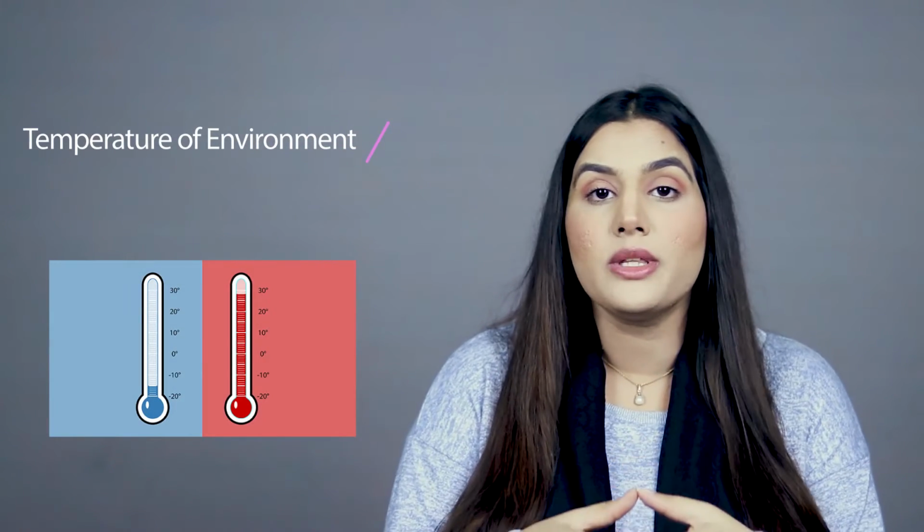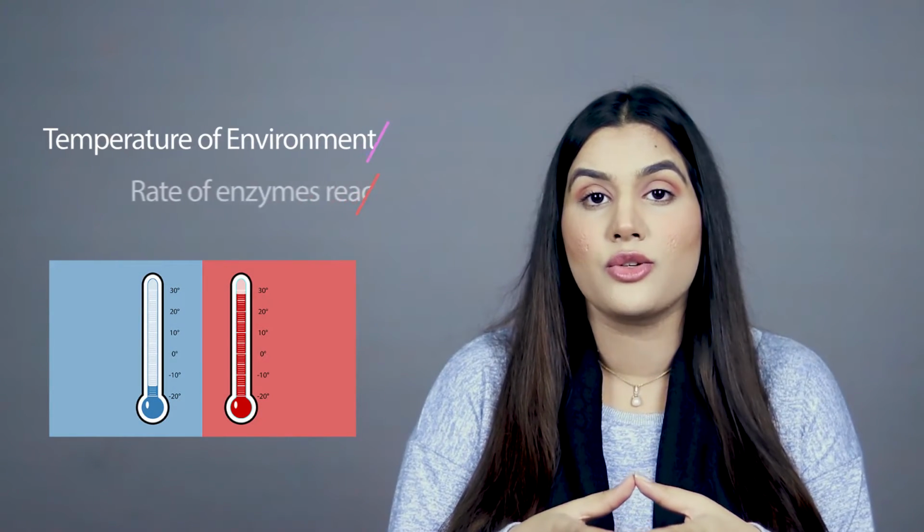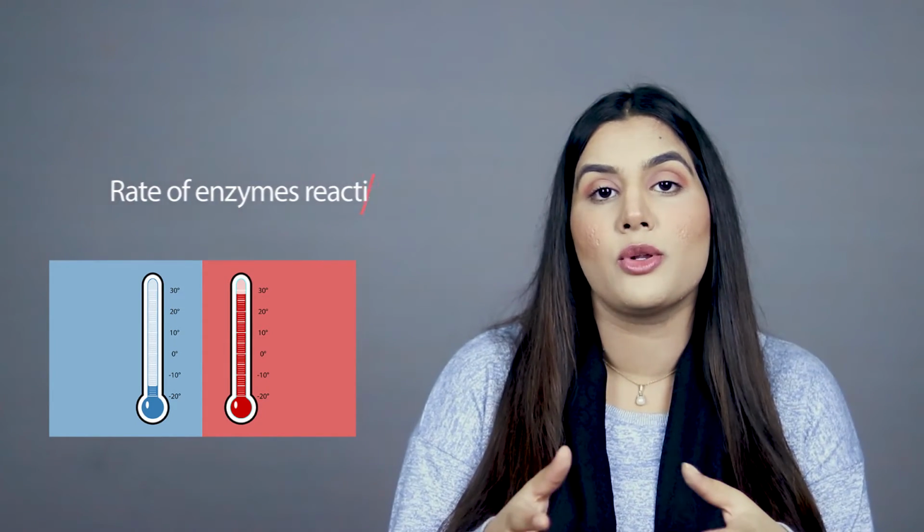Number 4, temperature of the environment. So we know that the temperature affects the rate of enzyme reactions within a living organism. So of course, all these chemical reactions are going to be affected by the temperature of the environment. Number 5, the pH of the soil and the water that is existing in the environment. So of course, pH again affects the different rates of enzyme reactions, and in this way as well, the chemical reactions that are occurring in a living organism are going to be affected by the pH of the environment as well.